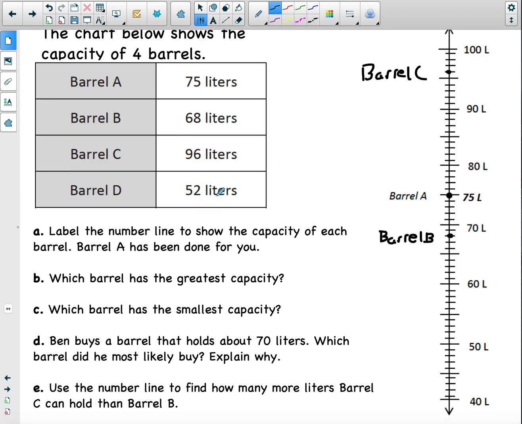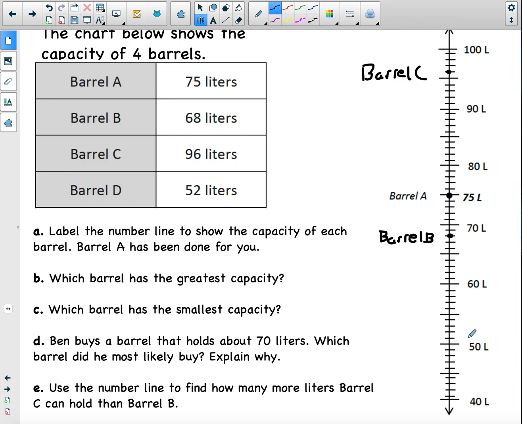Barrel D. So again, pause the video and determine where barrel D would go on this vertical number line. All right, welcome back. If you haven't already, please remember to pause the video and place barrel D on the number line, then come back when you're ready.